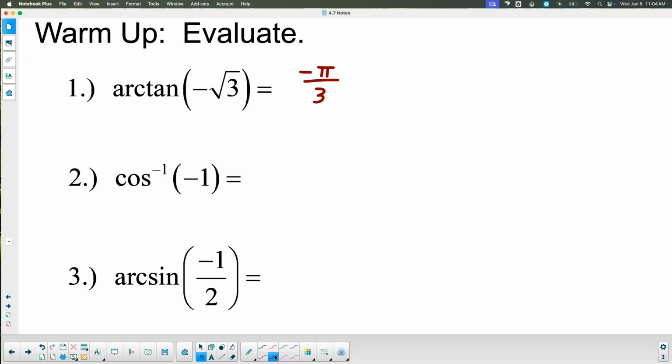Inverse cosine, look at the top half. Where on the top half is cosine negative 1? That is at pi. Agree? Okay. Arc sine of negative 1/2, again looking at the right half of the circle, where is sine negative 1/2? I want to say 11 pi over 6, but that doesn't fit in that range, so I'm going to go with negative pi over 6. Questions, comments, concerns, clarifications?